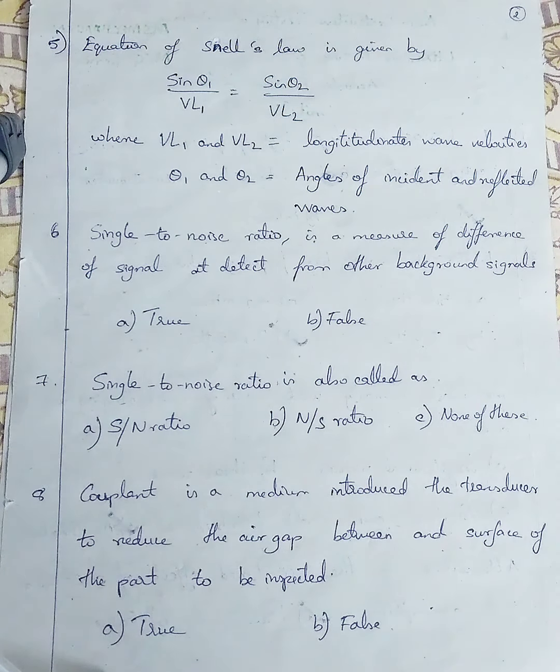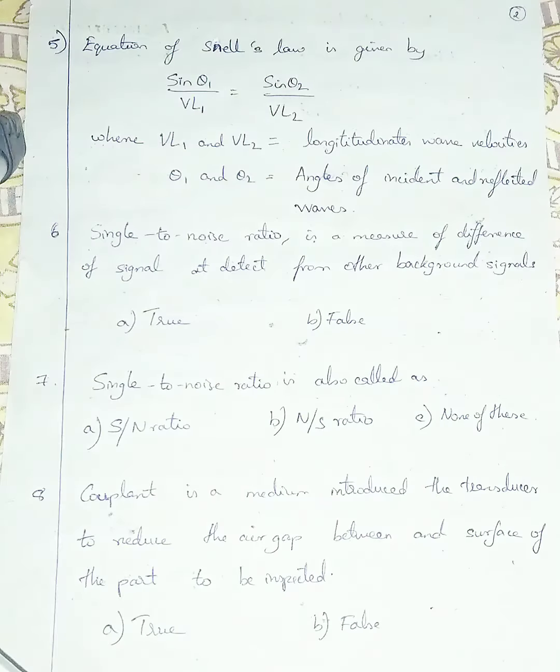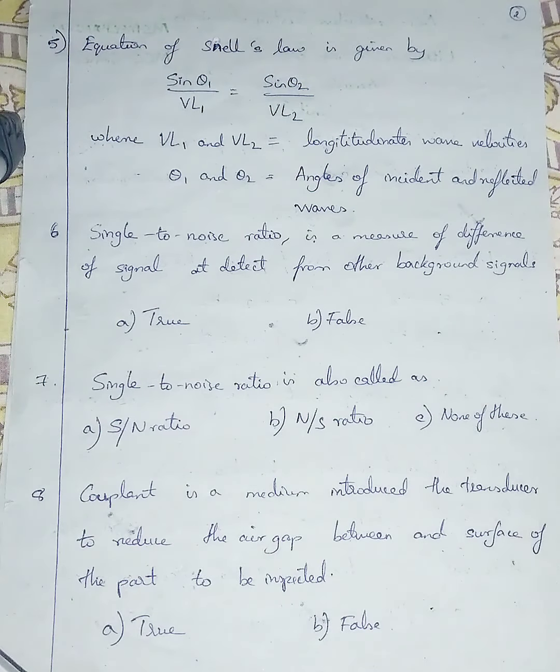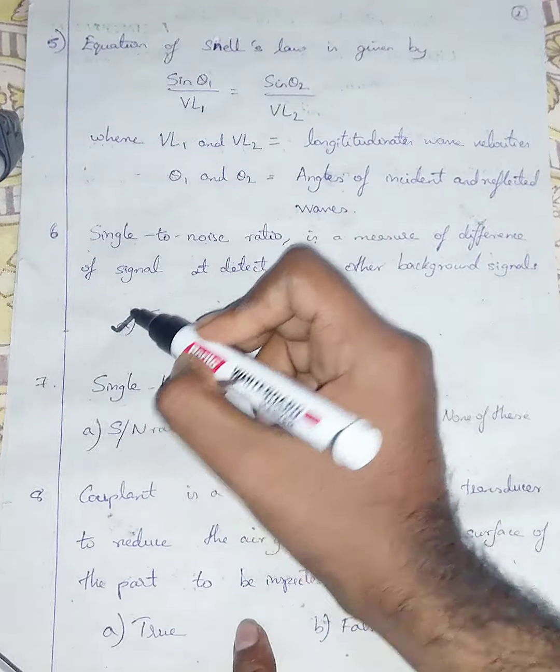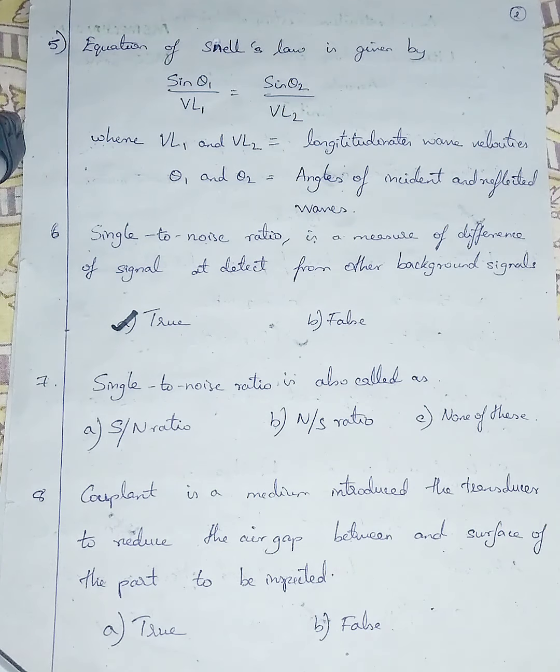So there is a temperature difference. There is a difference in some signals. That is called signal to noise ratio. So I am going with option A, true. The signals are caused by waves, ultrasonic waves. Some difference in signals is caused. The difference causes some ratio. That signal ratio is called signal to noise ratio.